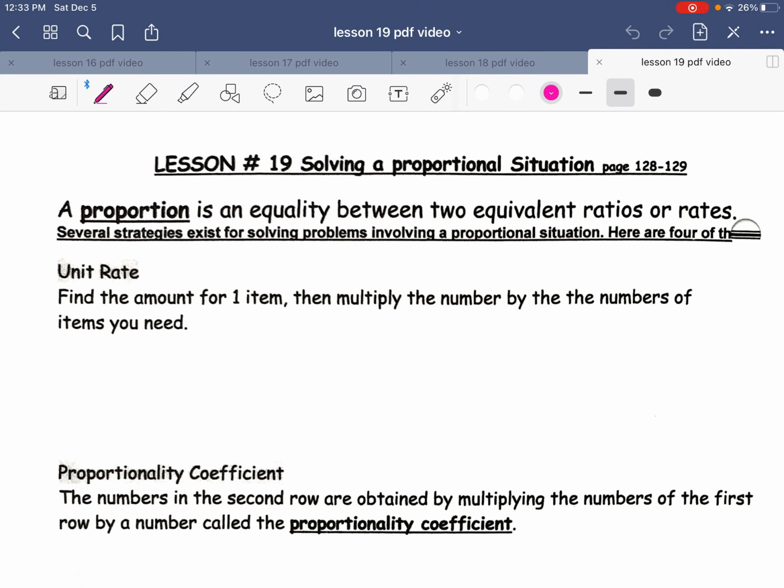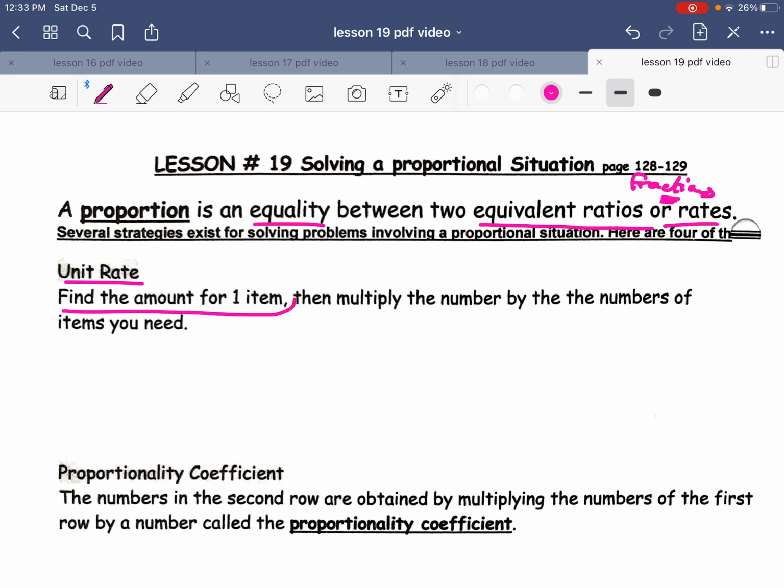Lesson 19 is really just wrapping everything together, all the different ways you can do proportions and solve for proportional situations. So there's zero new in this lesson, okay? A proportion is an equality between equivalent ratios or rates. Remember that thing? Just keep it simple. Fractions, number to number.